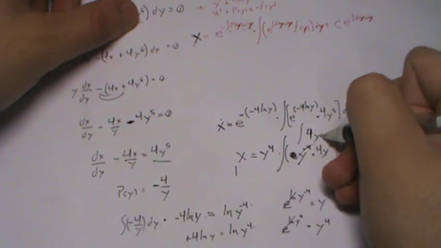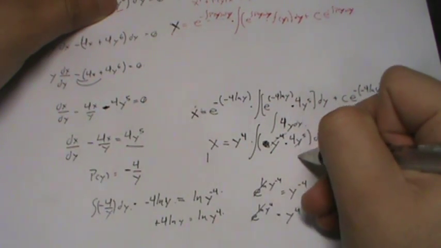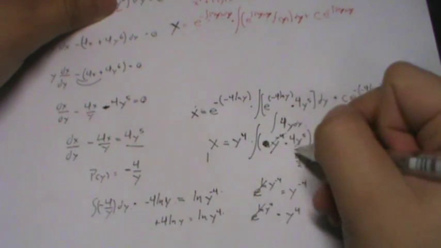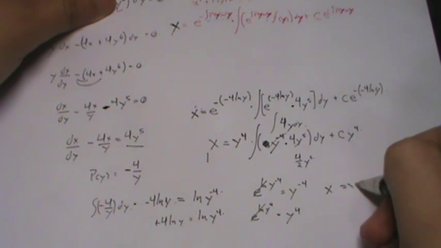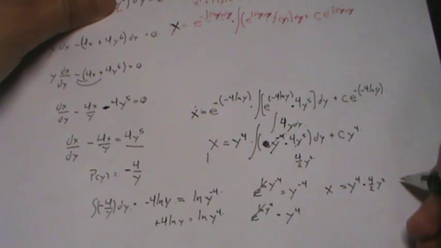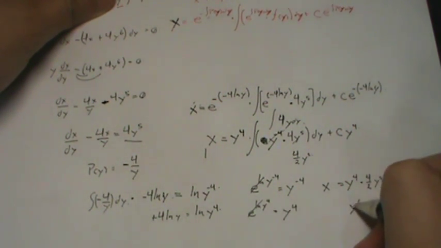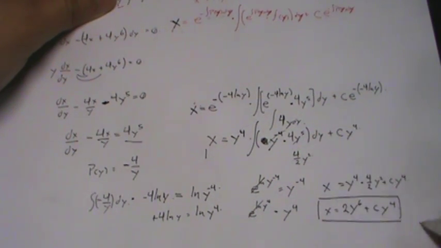So the integral of 4y dy is going to be the same as having 4 over 2 y squared in this area. So now we plug everything inside and we have x is equal to y to the 4th times 4 over 2 of y squared plus c y to the 4th. Now we solve for this, so we have y to the 6th, and this just gets a 2, plus c y to the 4th. And this is just going to be our answer.